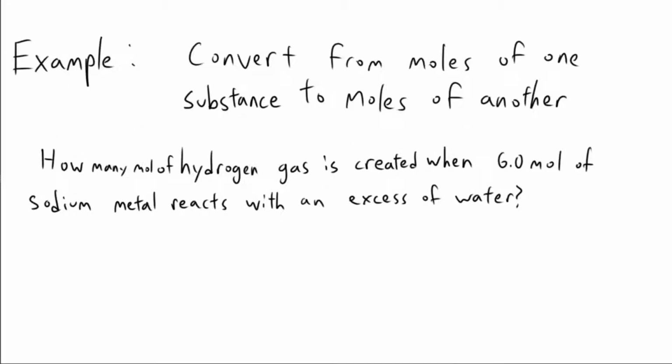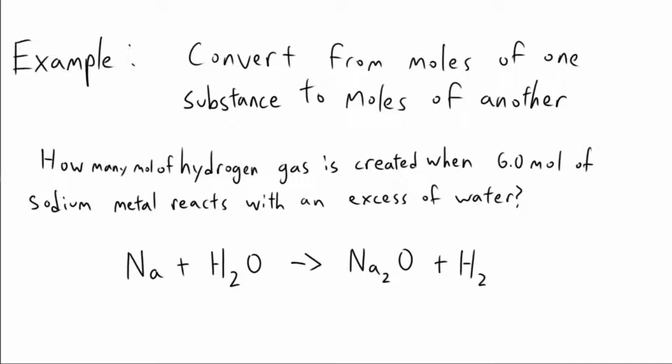An example question is this. How much hydrogen gas is created when 6.0 moles of sodium metal reacts with an excess of water? To solve this, first we set up the reaction as an equation, then we predict the reactants, and finally we balance, like this. With this equation, we can now finally do the conversion.